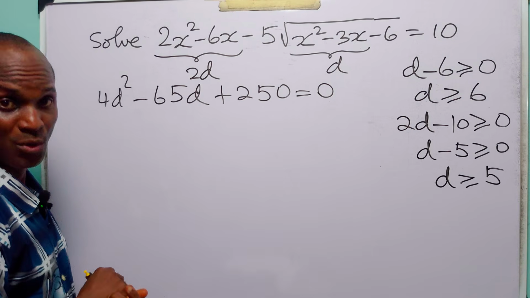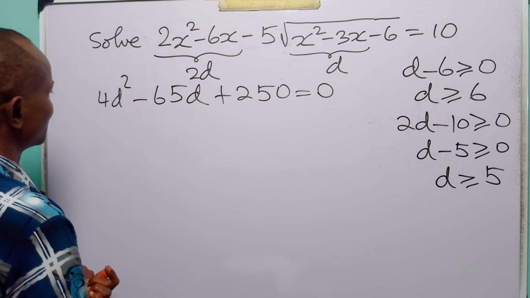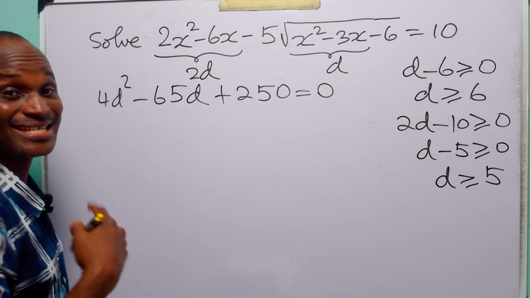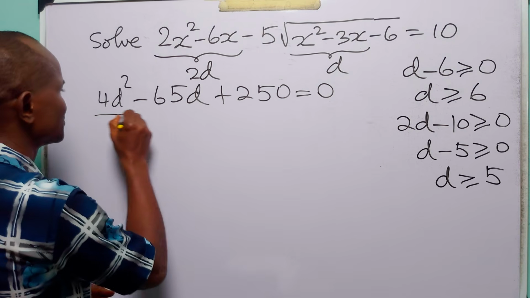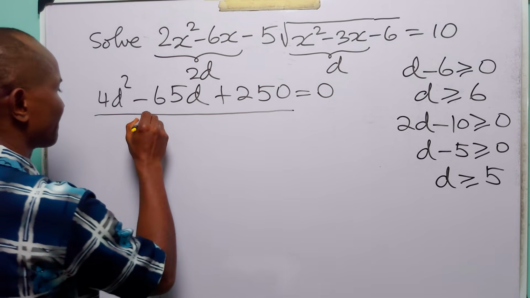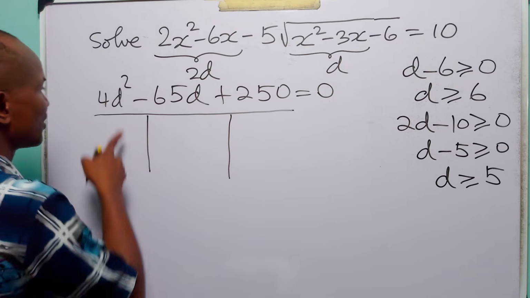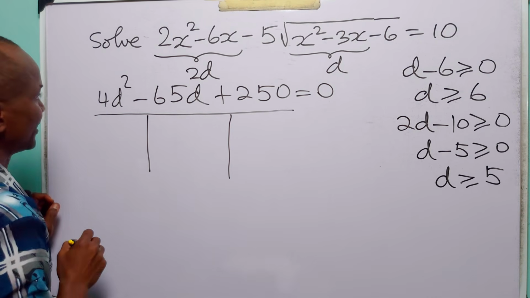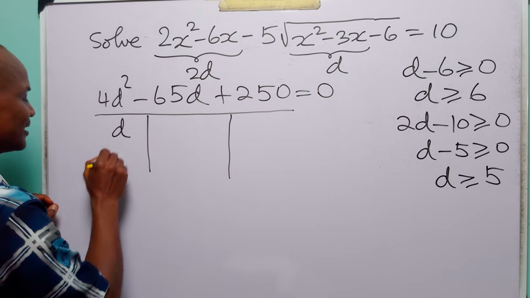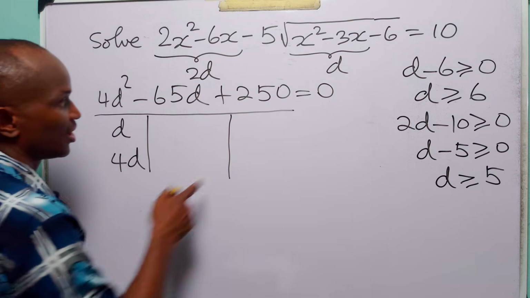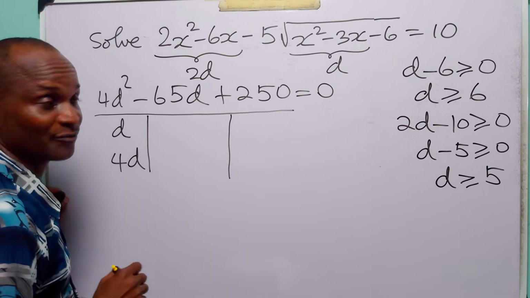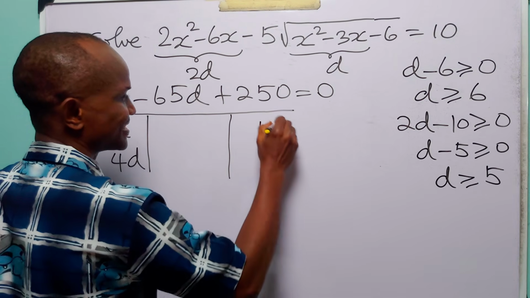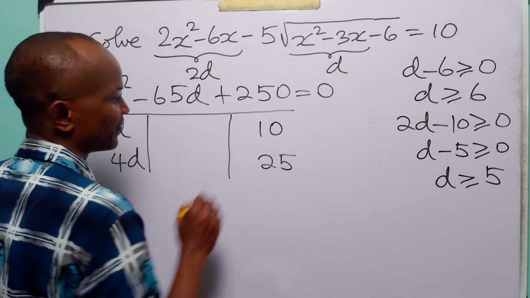Now we can solve this quadratic equation by factorization. Since the coefficient of d squared is not 1, let us use the table method. What are the factors of 4d squared? We have d and 4d. What are the factors of 250? We have 10 and 25.